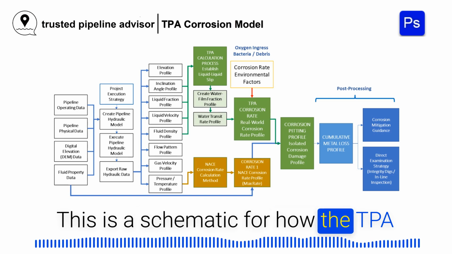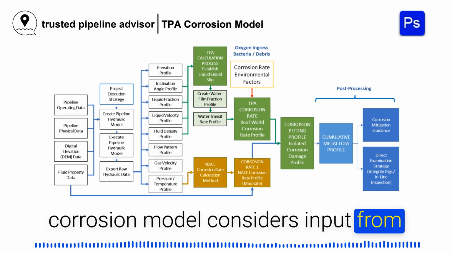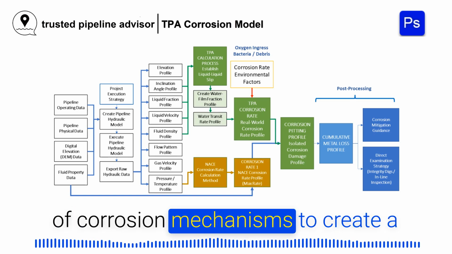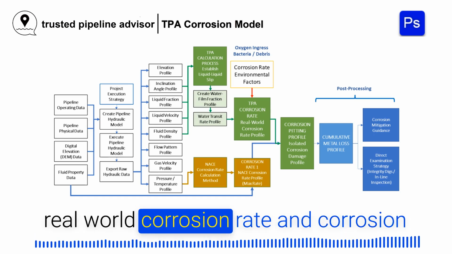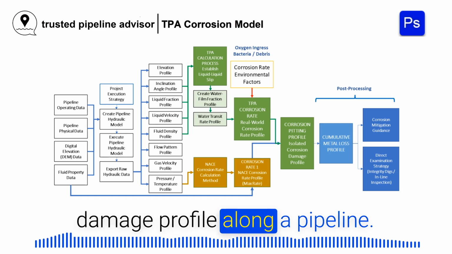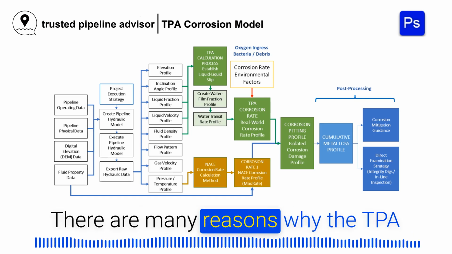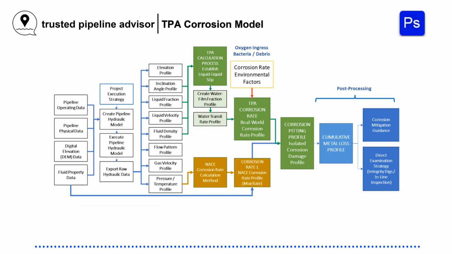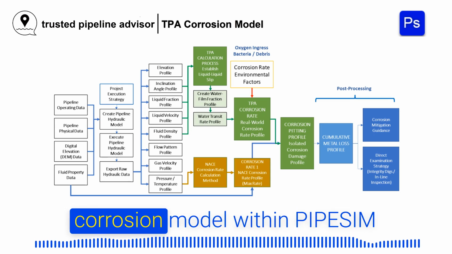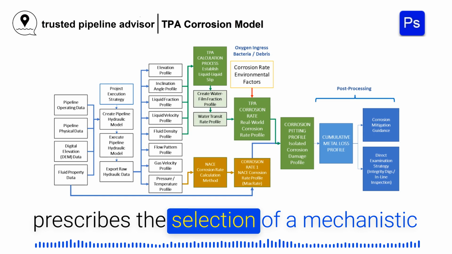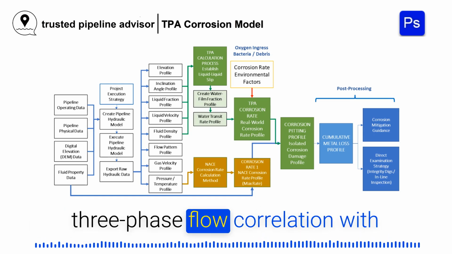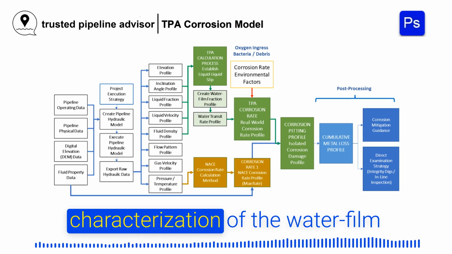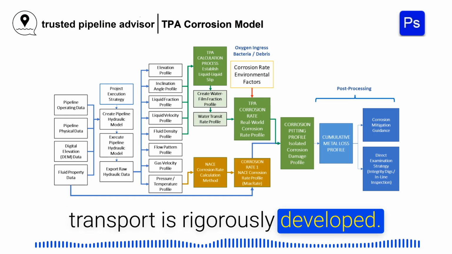This is a schematic for how the TPA corrosion model considers input from three-phase pipeline modeling in combination with the consideration of corrosion mechanisms to create a real-world corrosion rate and corrosion damage profile along a pipeline. There are many reasons why the TPA corrosion model delivers reliable results. Because application of the TPA corrosion model within PIPESIM prescribes the selection of a mechanistic three-phase flow correlation, with preference for the OLGA-S correlation, characterization of the water film transport is rigorously developed.